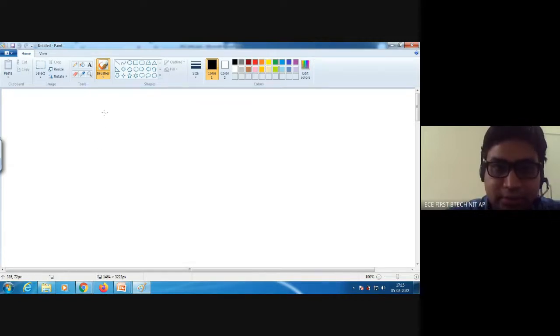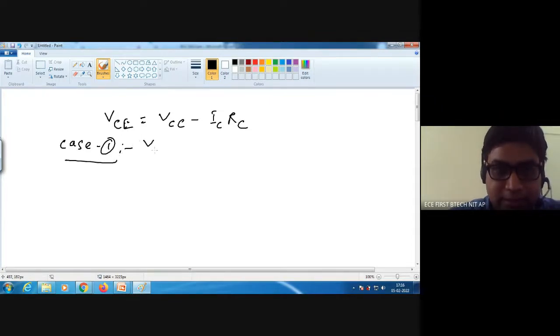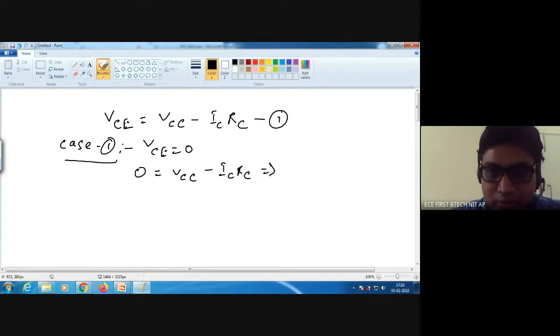So VCE is equal to VCC minus ICRC. Now there are two conditions applied. Case one: when we make VCE equal to zero, let's say this is equation 1, then 0 is equal to VCC minus ICRC, right? So we get IC equal to VCC by RC, correct? So this is one terminating condition.